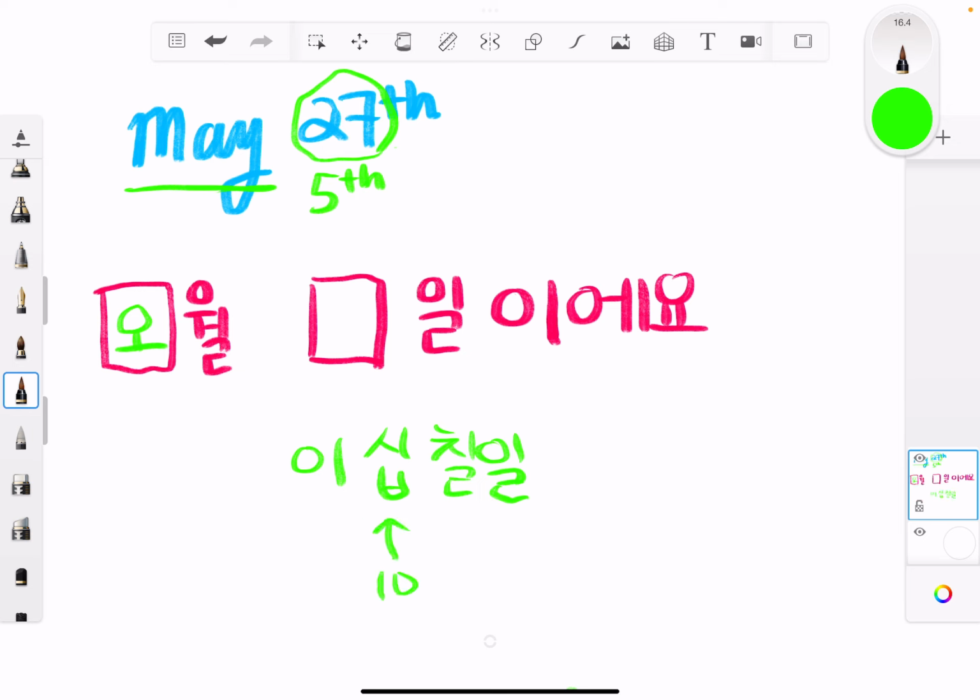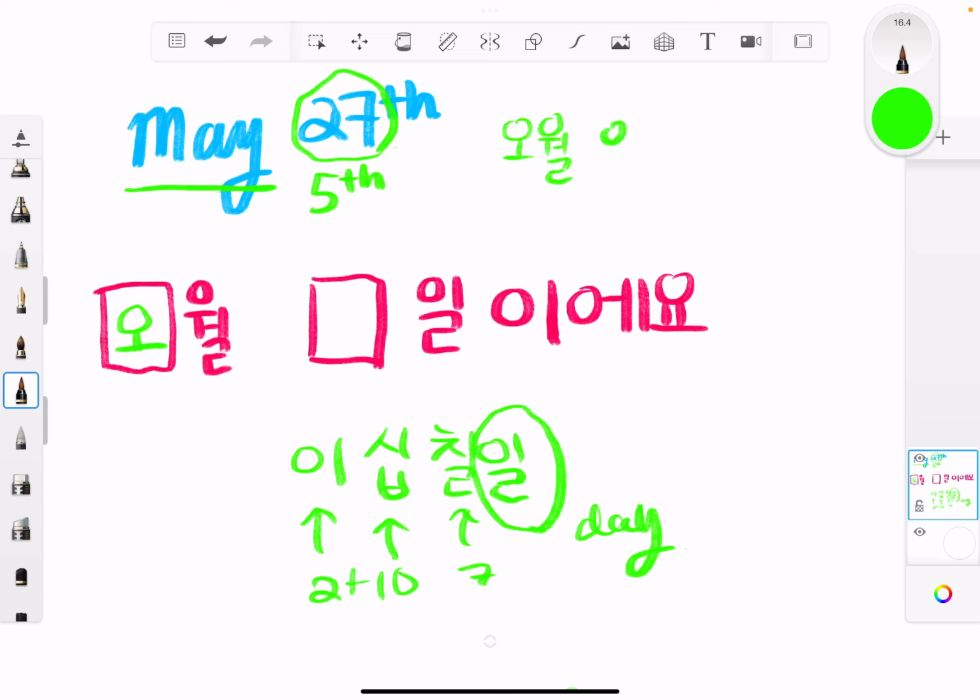You're going to say 2 in the tens digit, and then 7, and then this is the counter for date, day. So this is going to be 5월 27일이에요, right? Okay.